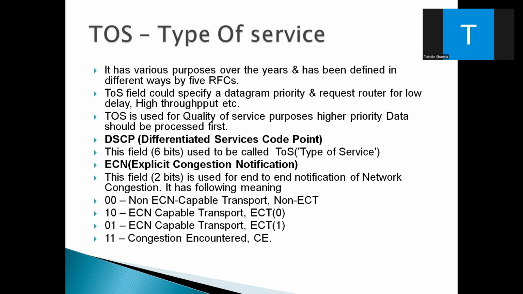Then we have DSCP in TOS, differentiated services code point. This field is 6 bits and used to be called TOS. Then ECN, explicit congestion notification. This 2-bit field is used for end-to-end notification of network congestion. It has the following meaning: 00 is non-ECN capable transport, non-ECT.